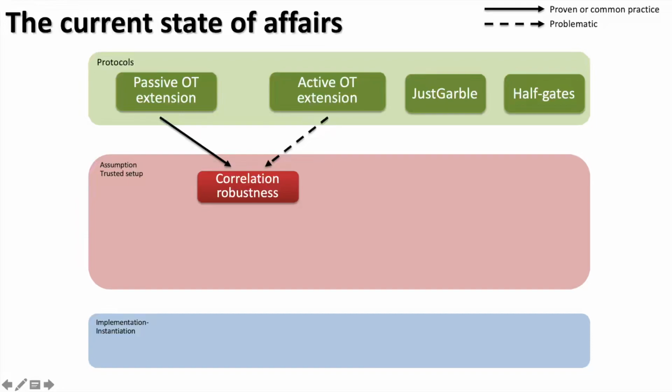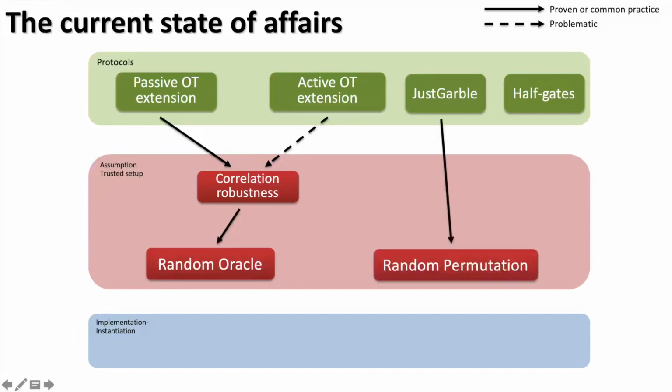For reasons that I won't be able to cover in the video, the existing proofs on active OT extension from correlation robustness actually suffer from some problems. And for this kind of correlation robustness, the only known way to instantiate it securely is actually to use a random oracle.